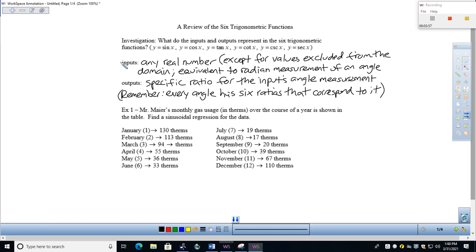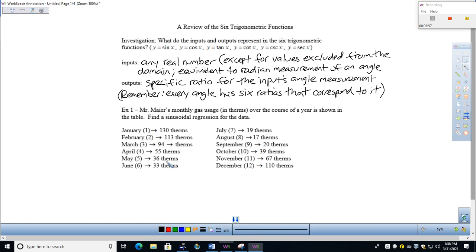Example 1 is really just a refresher on using the calculator and having the calculator come up with a sinusoidal regression. So I'll just read the problem and we'll go for it. Mr. Meyer's monthly gas usage in therms over the course of a year is shown in the table, and find a sinusoidal regression for the data. So I actually called Xcel Energy and got this data, and the idea, of course, is it's going to be cyclical in nature, right? Repeats year after year after year.